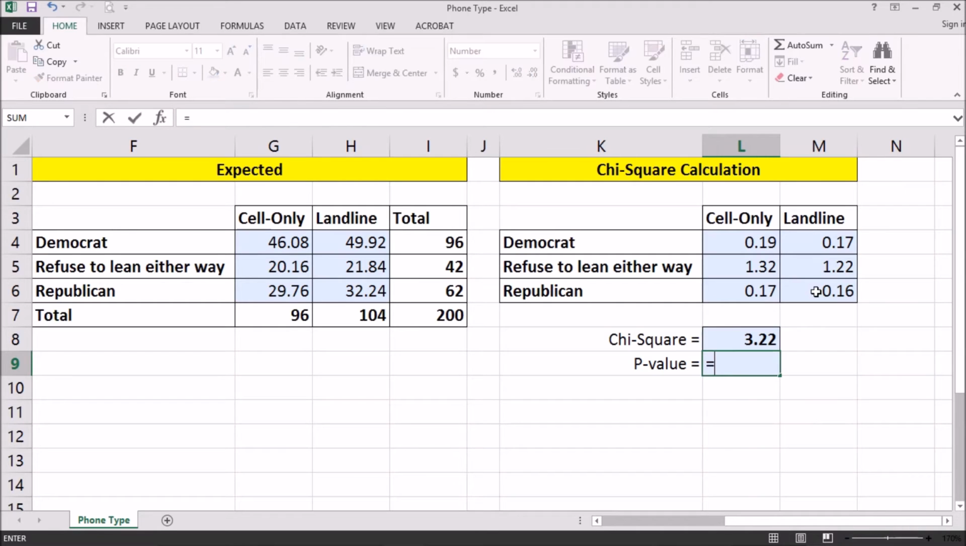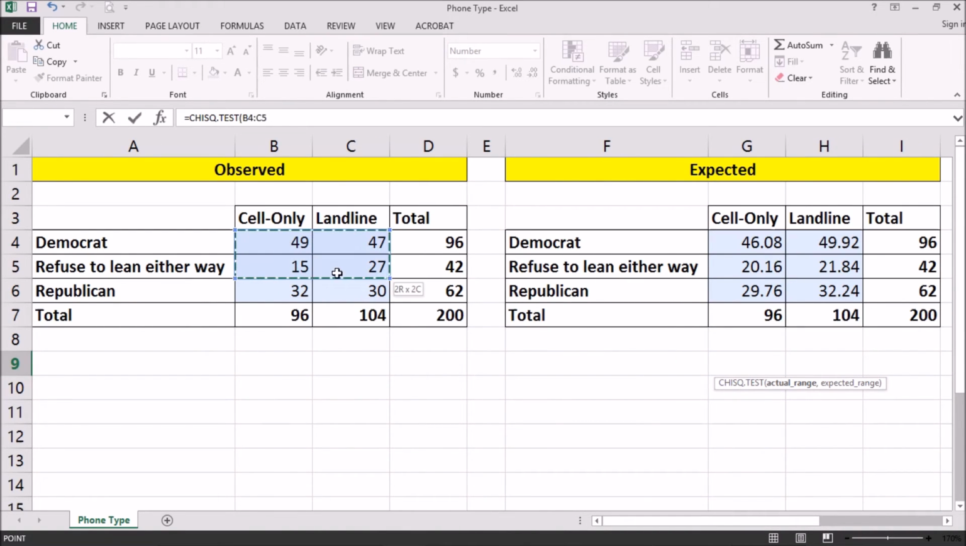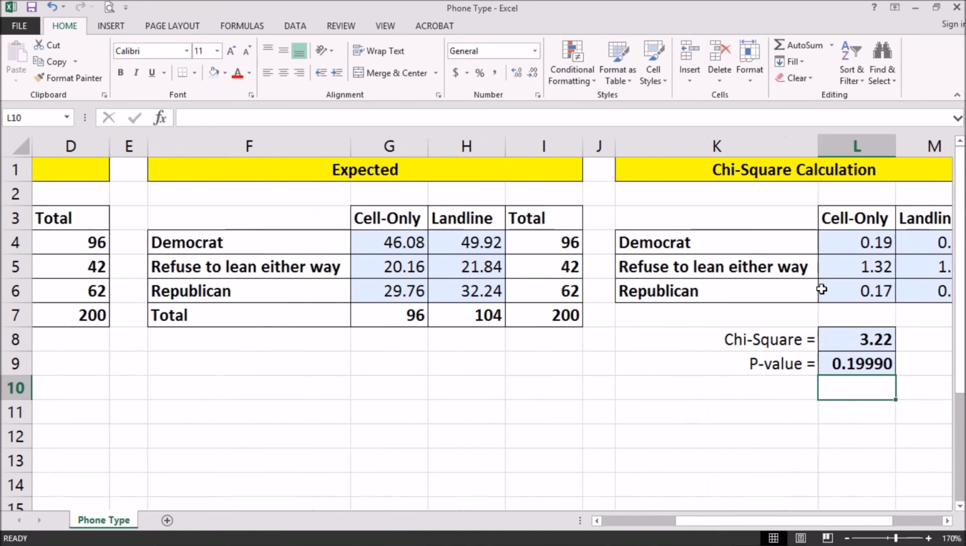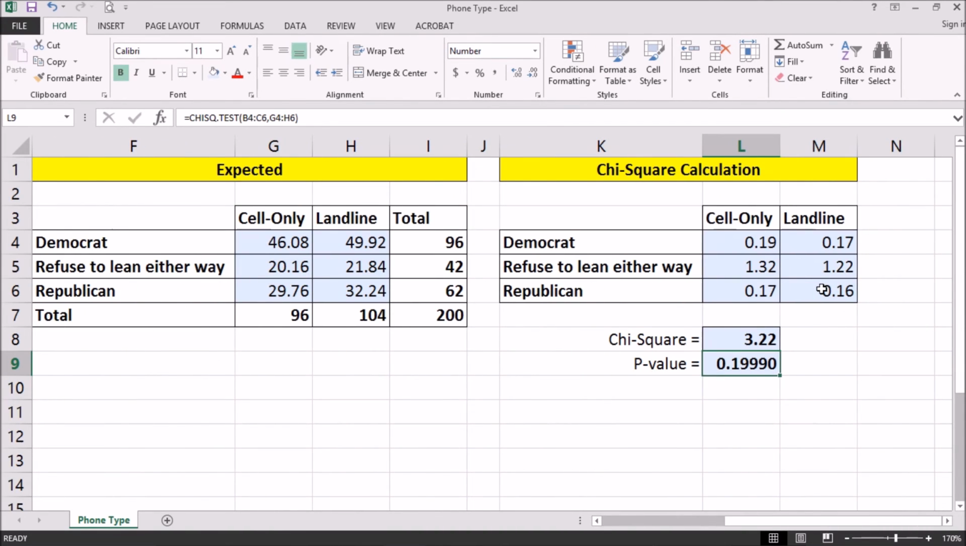We can also use the Excel function to find the p-value, which is CHISQ.TEST. We just select our actual range, or our observed data, separate it with a comma, and then select the expected values, and we get a p-value of almost 0.2. With this p-value, we're going to fail to reject the null hypothesis, meaning that there's not enough evidence to conclude that the distribution of party affiliation differs in these two populations.